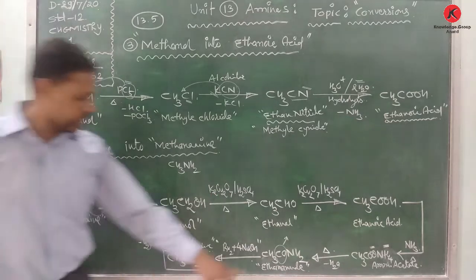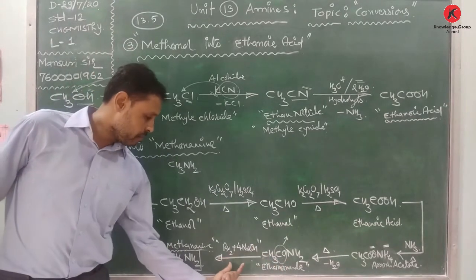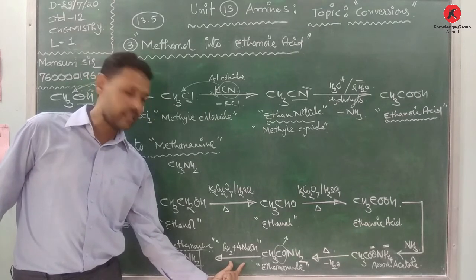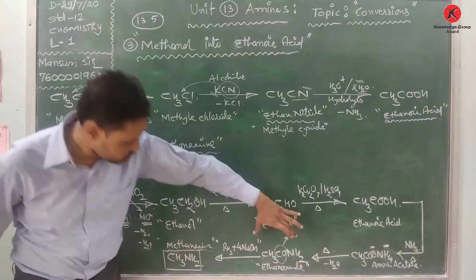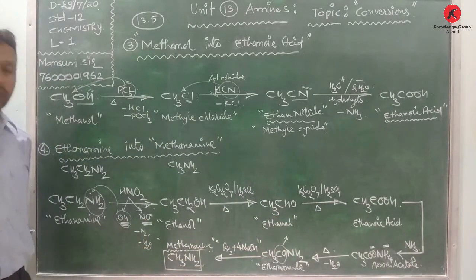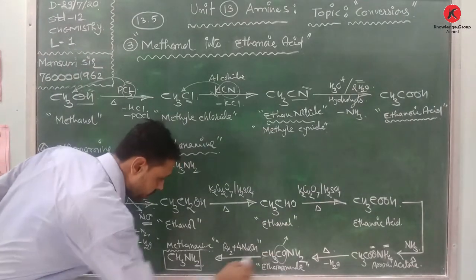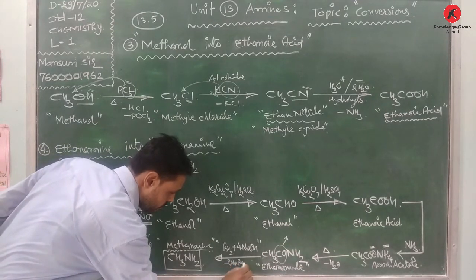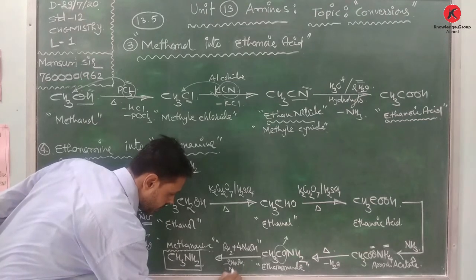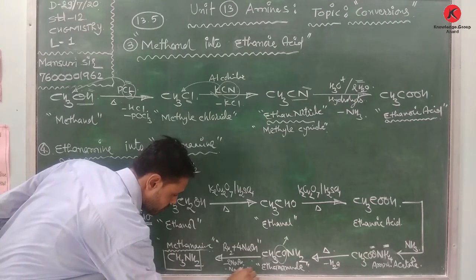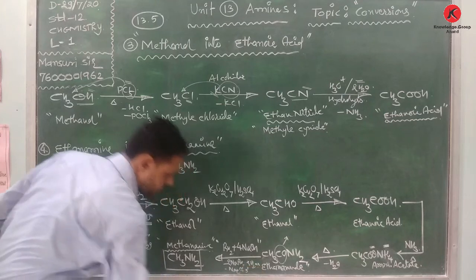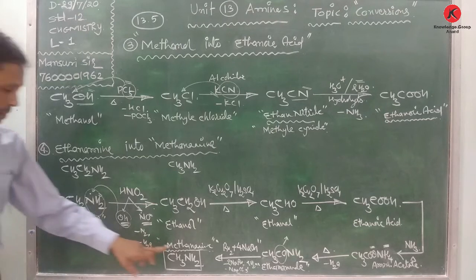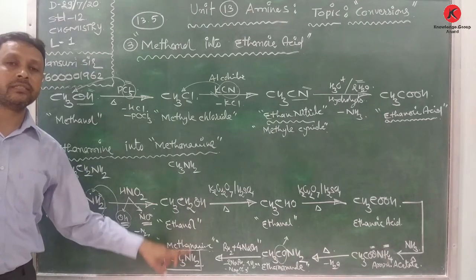And after getting ethanamide, when Br2 plus 4NaOH, that means Hoffman reaction is taken, then carbonyl will be removed, so methanamine will be obtained. Okay, we have to write over here 2NaBr, Na2CO3 and 2 water. So ethanamine is now converted into methanamine, so one carbon is less.